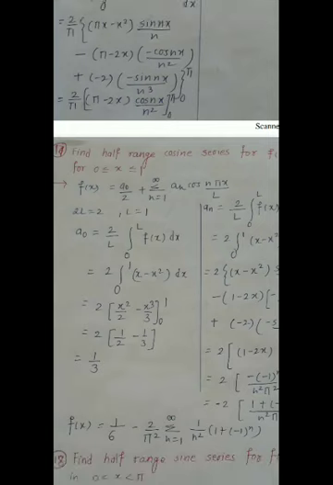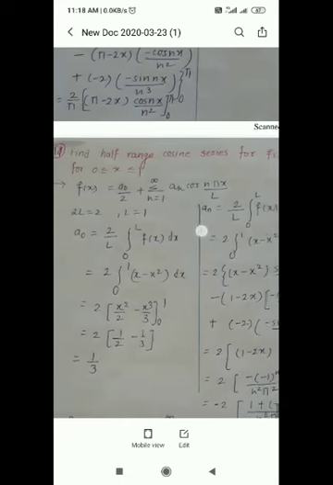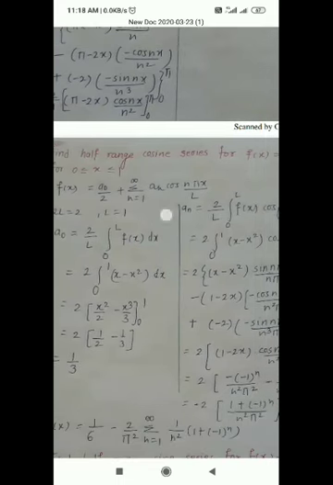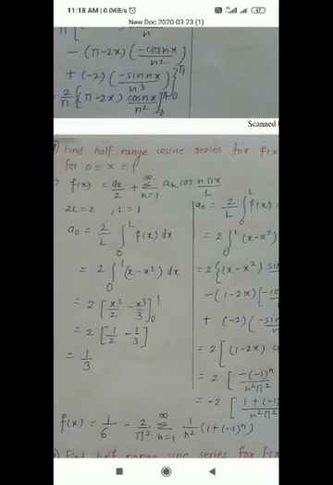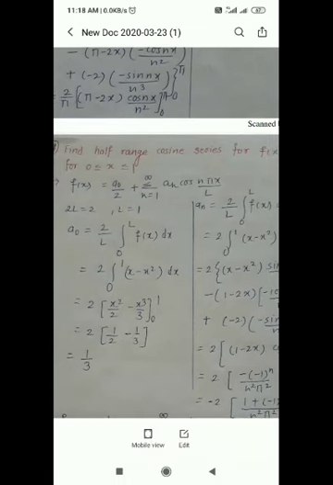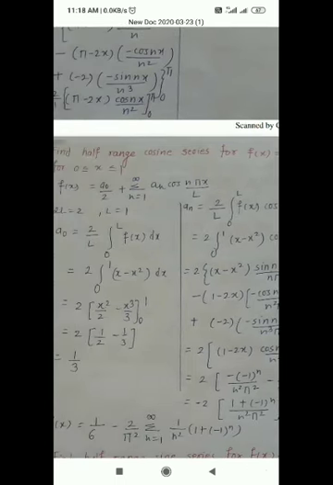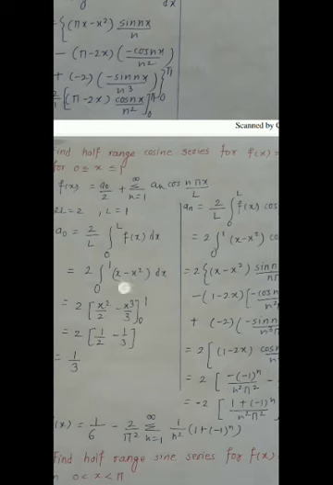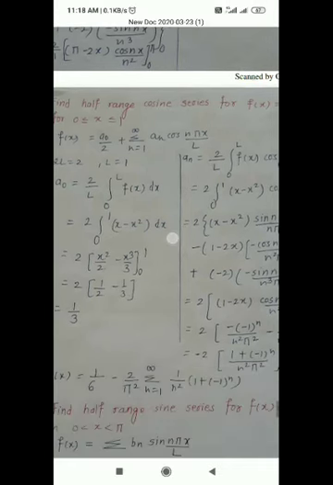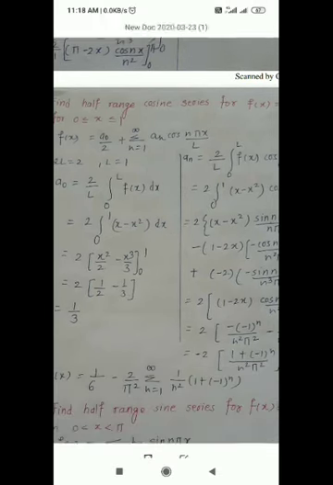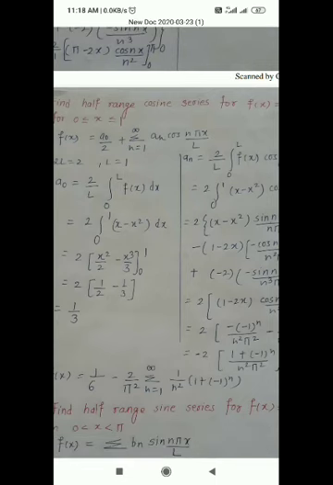L equal to 1. So half range cosine series formula f of x is equal to a0 by 2 plus summation of an cos n pi x by L, where a0 equal to 2 by L integral 0 to L f of x dx. Now what is f of x? F of x is x minus x square, but L is 1, so 2 by 1 integral 0 to 1 x minus x square into dx. Now what is the integration of x? Integration of x is x square by 2, integration of x square is x cube by 3.